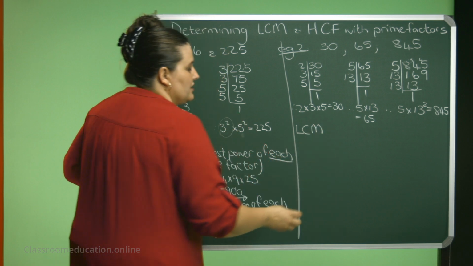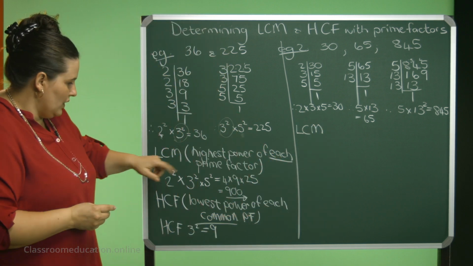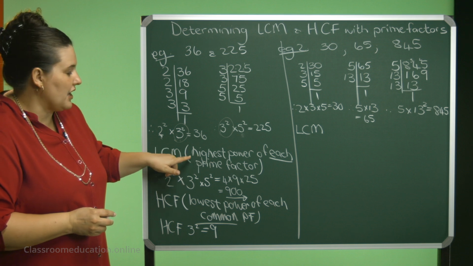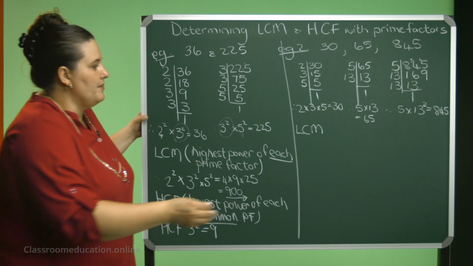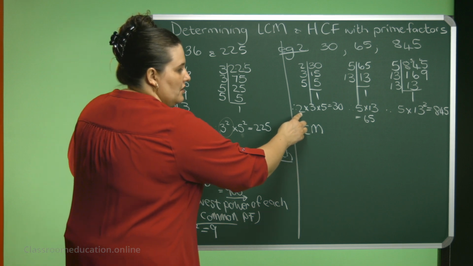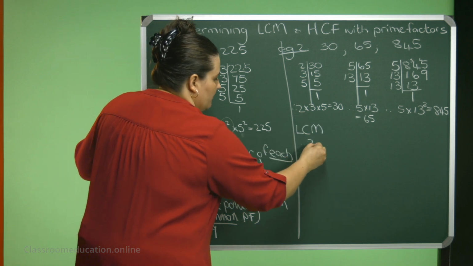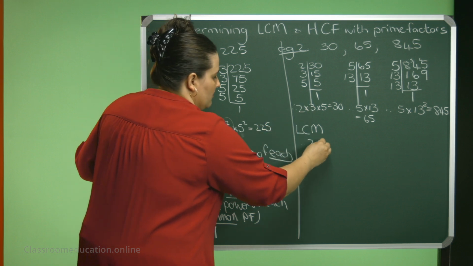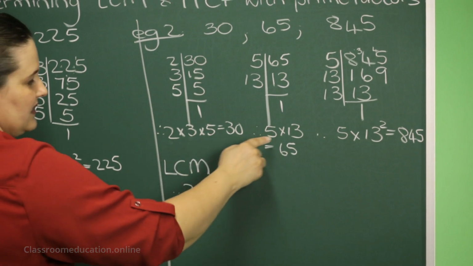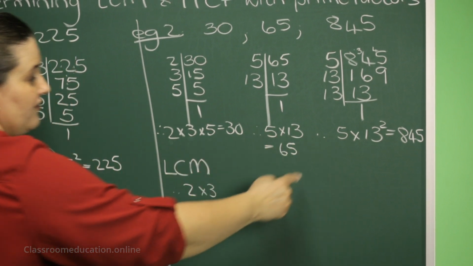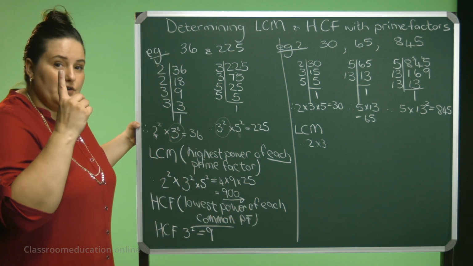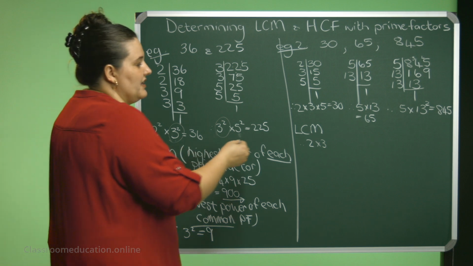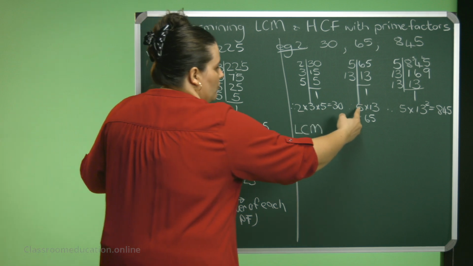Now, let's write the lowest common multiple. For our lowest common multiple, what should we do? Take the highest power of each prime factor. I have a prime factor 2. It's only once. So 2. I have a prime factor 3. It's only once there, so 3. I have a prime factor 5. But you need to take it only once. The highest power of each of the prime factors is occurring once. 5.